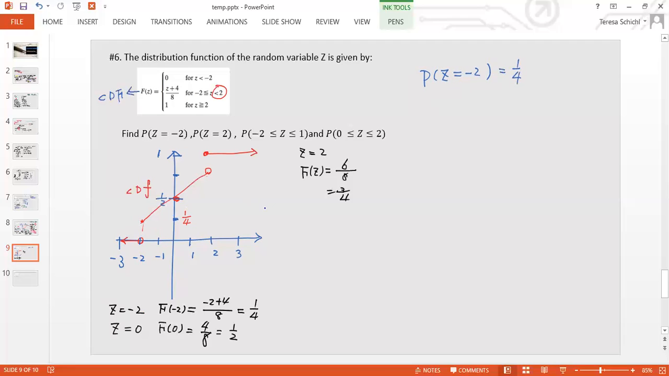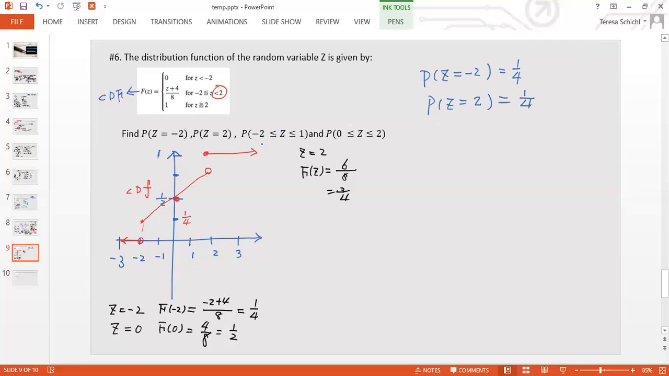All right. Then the same way from the probability, z is equal to +2. What happens here? You have to jump here, right? So this is another 1/4 here. So far, so good. Okay.